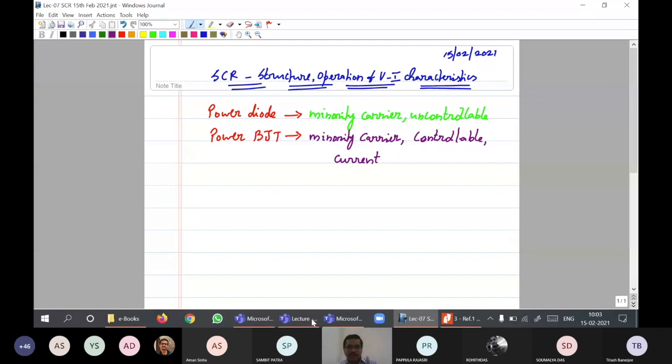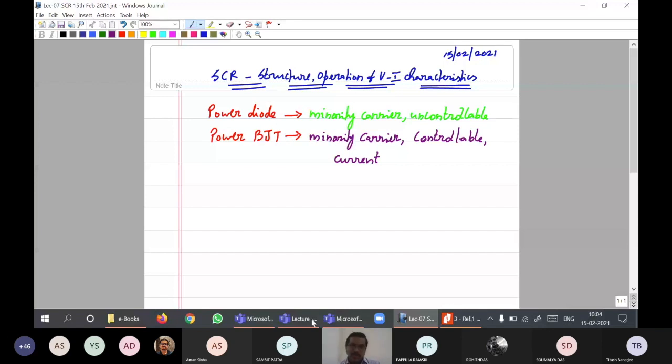Diode has got reverse blocking, whereas the other devices, namely BJT, MOSFET and IGBT, all three devices, have only forward blocking. They can block only forward voltages. They cannot block reverse voltages. Only SCR has got reverse blocking capability. So we want a device which has got good forward blocking voltage level and good reverse blocking voltage capability. Therefore, we need this SCR.